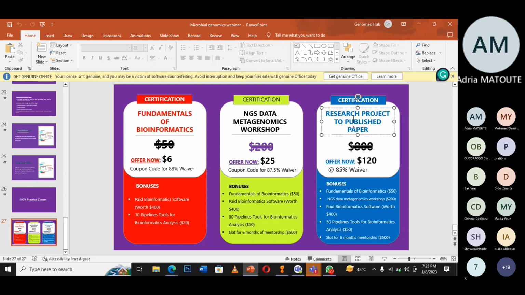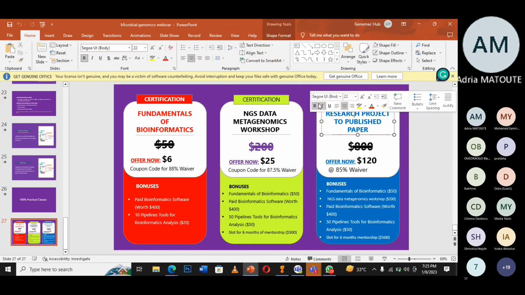So you can go with the research project to publish paper. Because in the research project to publish paper, we will take you through step by step, show you how you visualize your result, how you interpret your result, how you will compute your result for paper publication. I hope that is clear. Okay. Yes. So I would suggest you go with this.